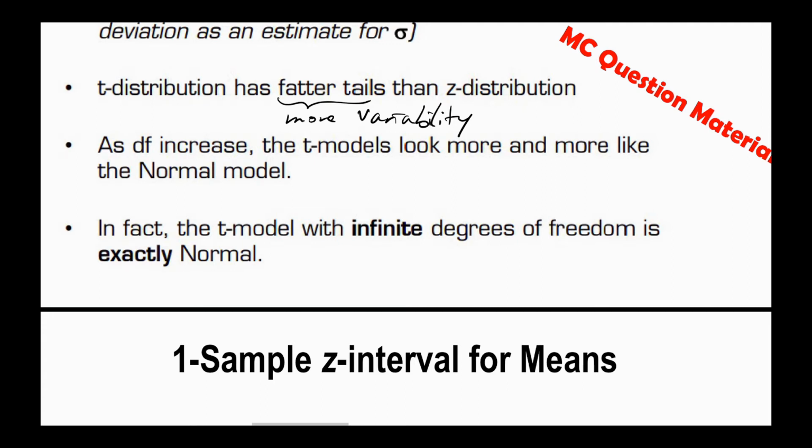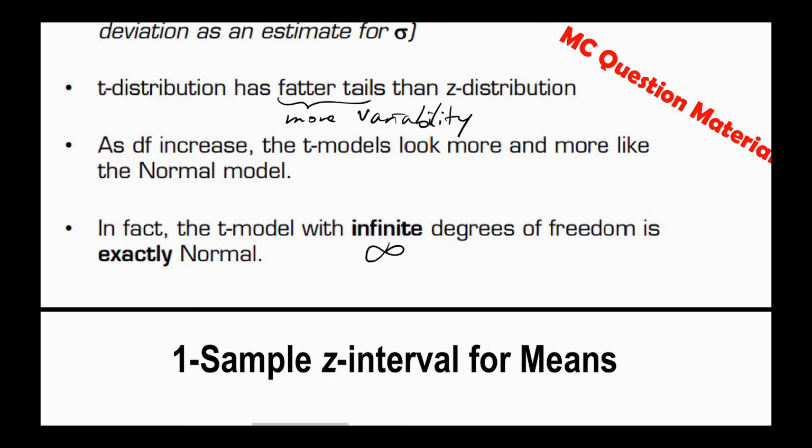As degrees of freedom increase, the T models look more and more like the normal model. That's the perfect world. Normal model's the perfect world. We'll never get there, but as we get more and more degrees of freedom, we get closer and closer to that. In fact, the T model with infinite degrees of freedom is exactly normal.